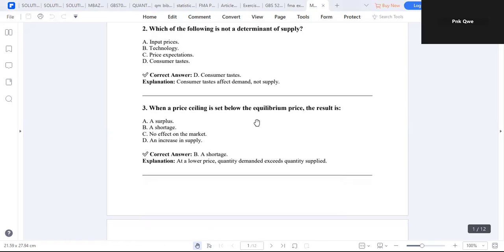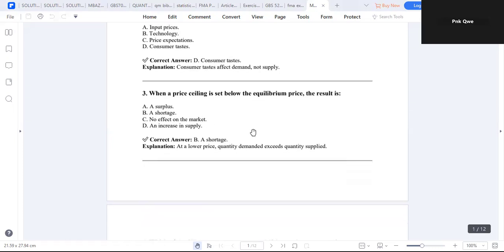All right. Question number 3. When a price ceiling is set below equilibrium, what happens? So what did we talk about price ceiling? We said the government will intervene in the market. These are called government interventions. It will intervene in the market to influence the pricing of goods and to avoid exploitation and the black market.